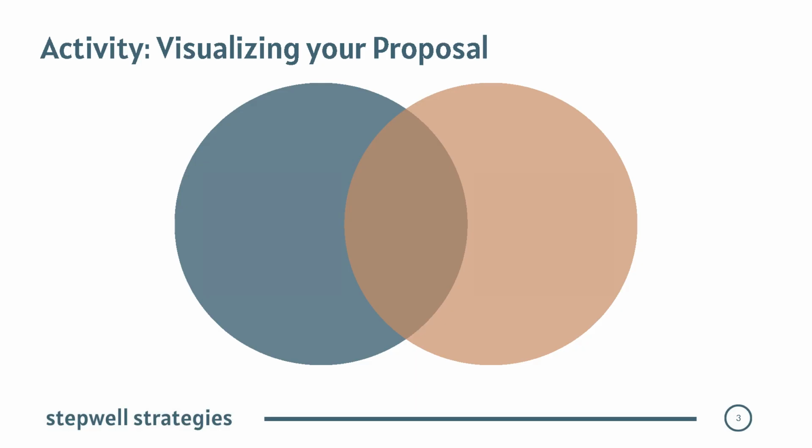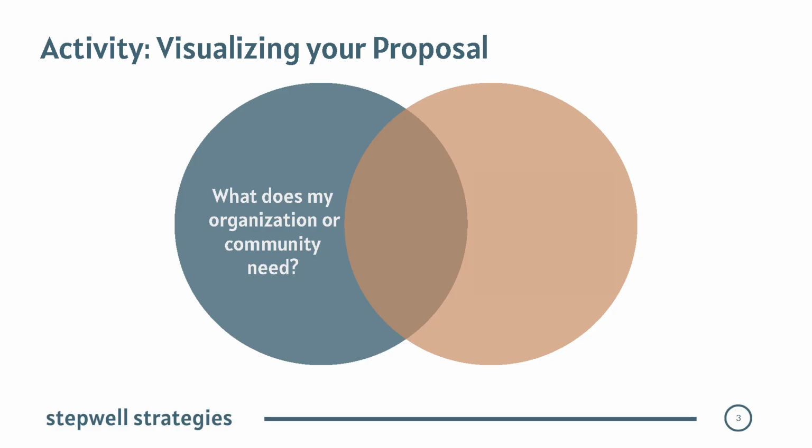To start, grab your pen and paper and draw a big Venn diagram. In the circle on the left, answer the following question. What does my organization or community need right now? Think about your short and long-term goals, any problem areas, and potential opportunities for collaboration.